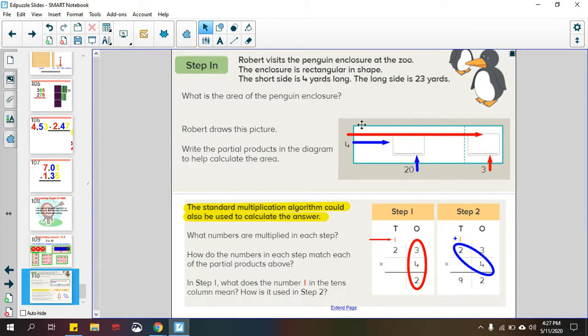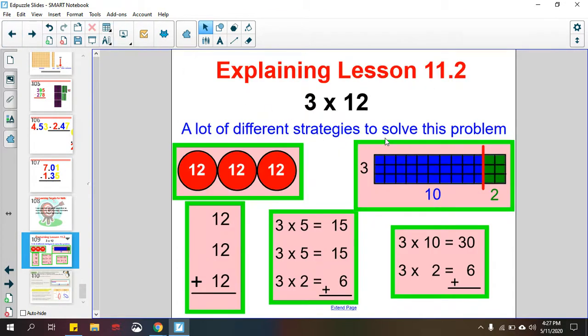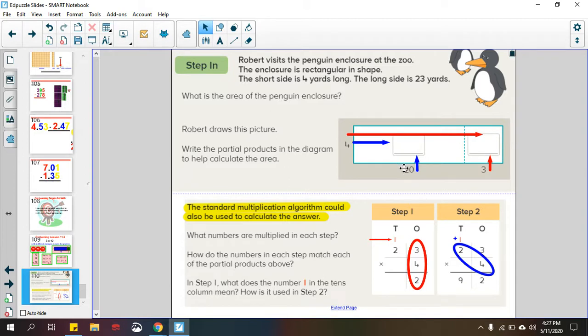Now, this model that Robert drew in order to figure out the area looks very similar to one of our strategies on this slide. That's the idea of box multiplication, using the area model or an array to help us. Instead of trying to do 4 rows of 23, he broke that 23 into expanded form. He broke it into its parts, because now he's going to see the numbers that come together in this piece of the box and the numbers that would come together in this piece.